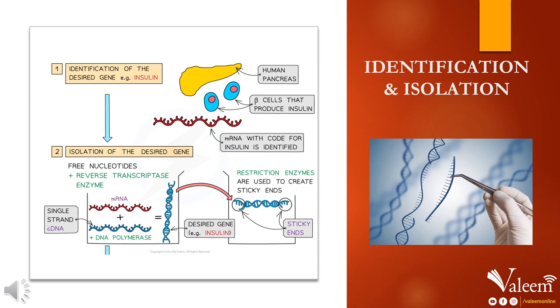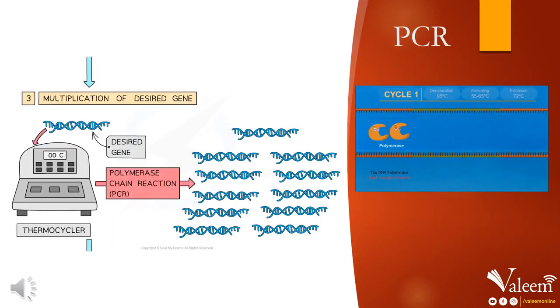Now, if we look at the gene or the DNA which we have after cDNA and mRNA, which we just isolated, it has two ends. These ends are only half completed. There is a part missing over there. The part which is missing is basically known as the sticky ends.